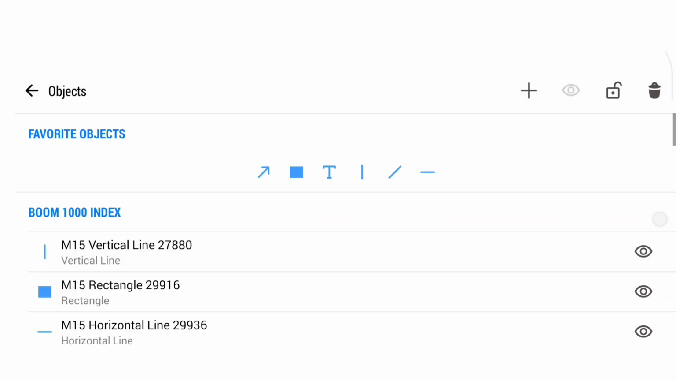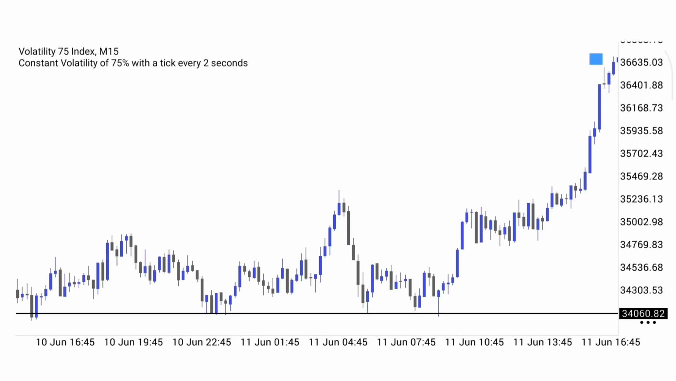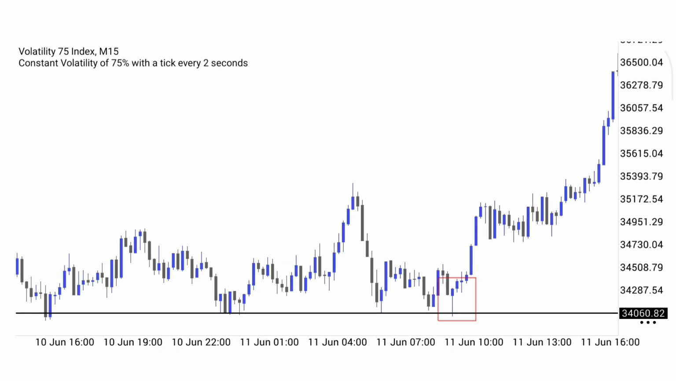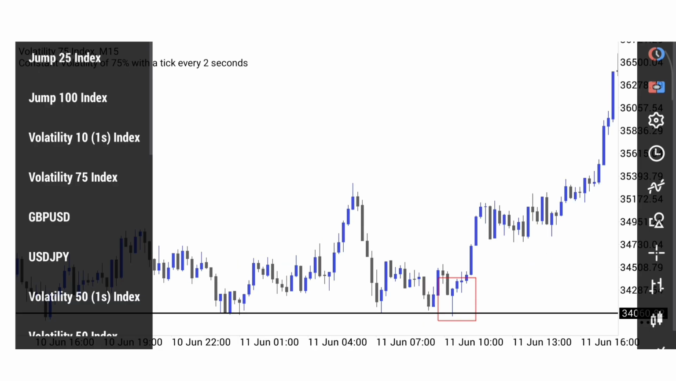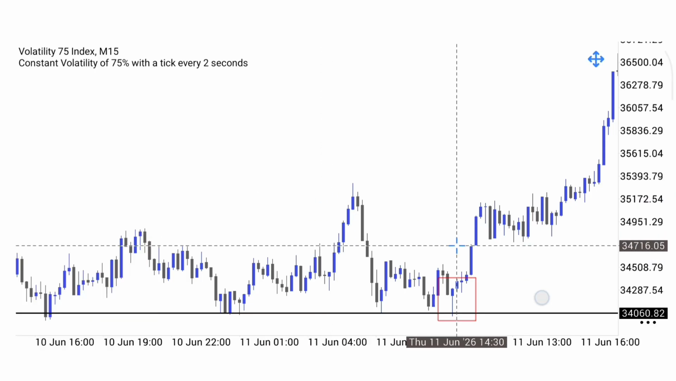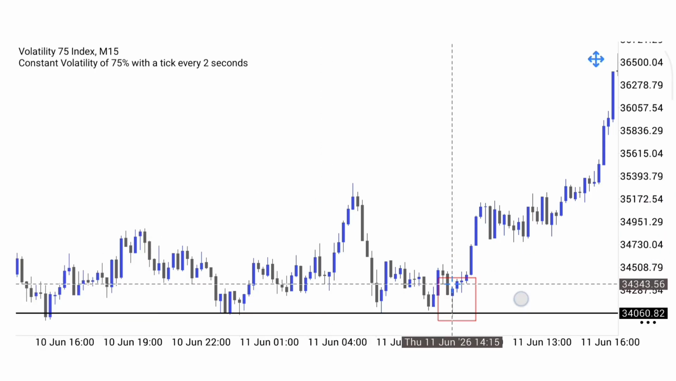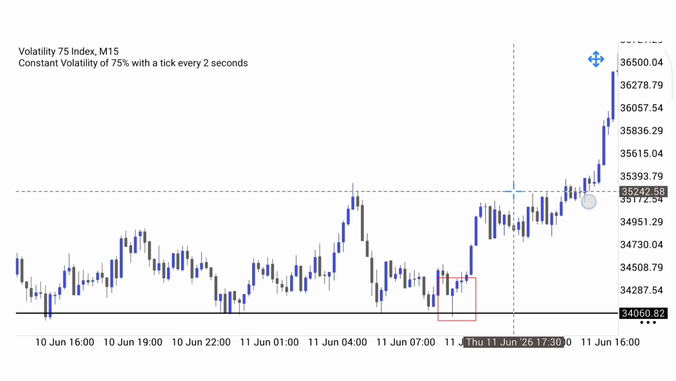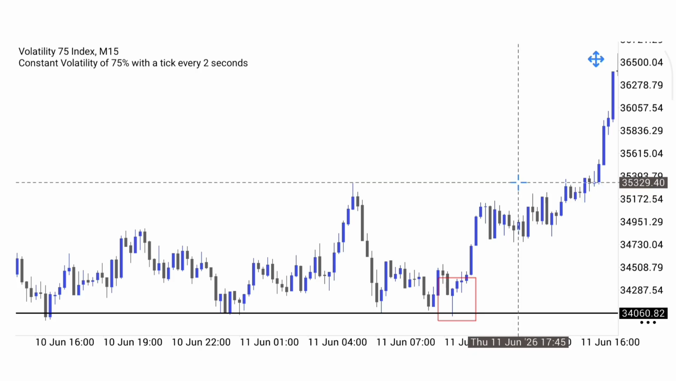Let me draw a box on it. So you can clearly see that pin bar candle there. So this pin bar candle is what we are going to be using as our signal to enter the trade. So each time you see this pin bar on this demand zone, that is when you enter this trade and you start making your profit.